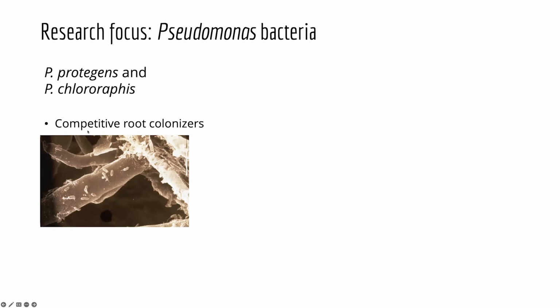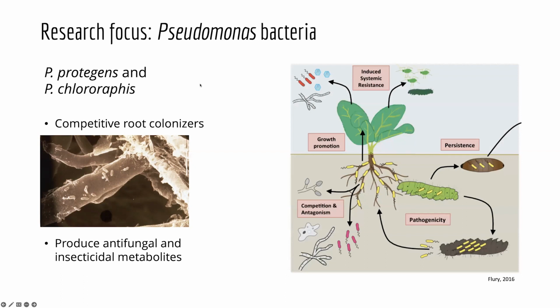And so they are colonizing these roots at very, very high densities. And they are competing against other bacteria and fungi that also would like to live on the roots. They produce a lot of antifungal and insecticidal metabolites, and in this way increase plant health. So there's this nice diagram here where you can see all the positive effects they can have. They compete against other bacteria and antagonize fungi.